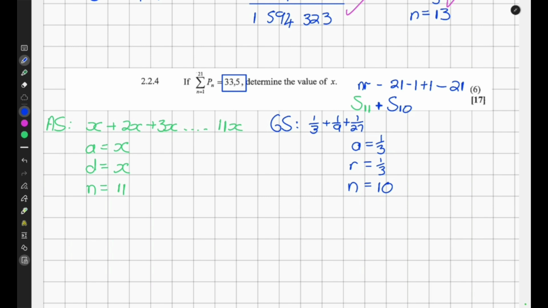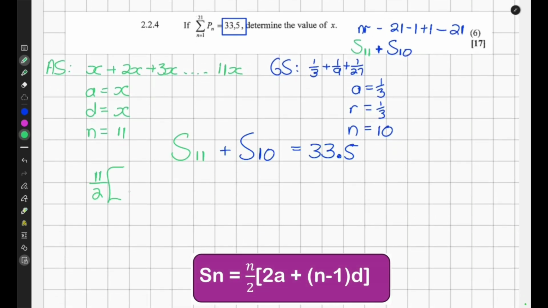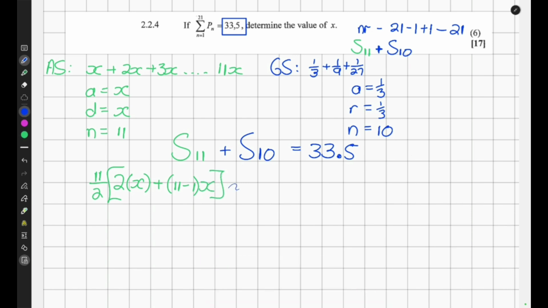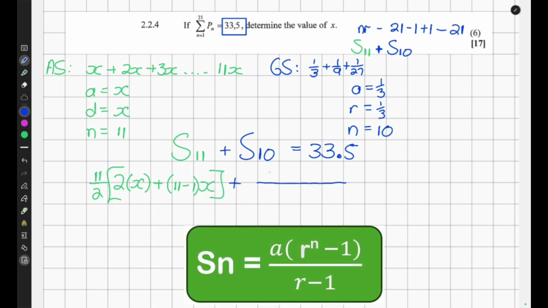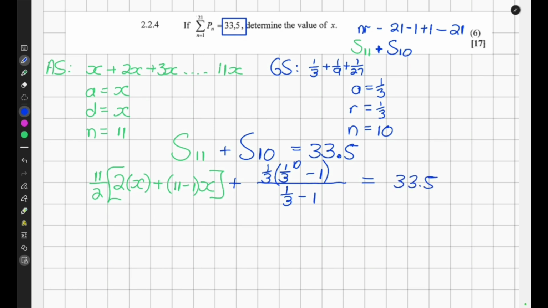Okay, now I just need to get the correct formulas, sub in, and then equal it to 33.5. So arithmetic Sn would be n over 2, so I'm going to go 11 over 2, 2a, so I'm just going to put my x there, plus n minus 1, and then my d value was just an x. And then plus, I'm going to go geometric, a was a third, r to the power n minus 1 over r minus 1 is equal to 33.5. So can you see why this is a 6-mark question?